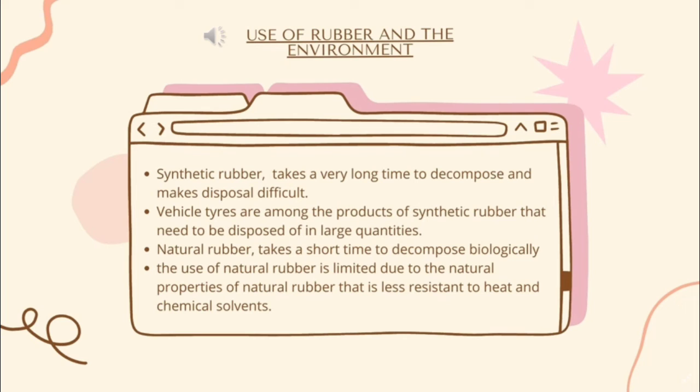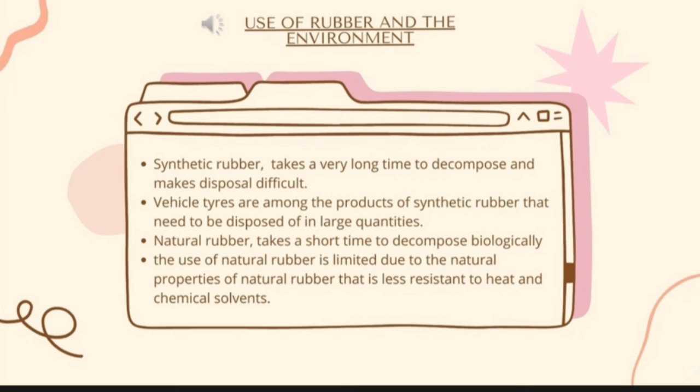Meanwhile, natural rubber takes a short time to decompose biologically. The use of natural rubber is limited due to the natural properties of natural rubber that is less resistant to heat and chemical solvents. This concludes that synthetic rubber takes a very long time to decompose, meanwhile natural rubber takes a short time to decompose biologically.